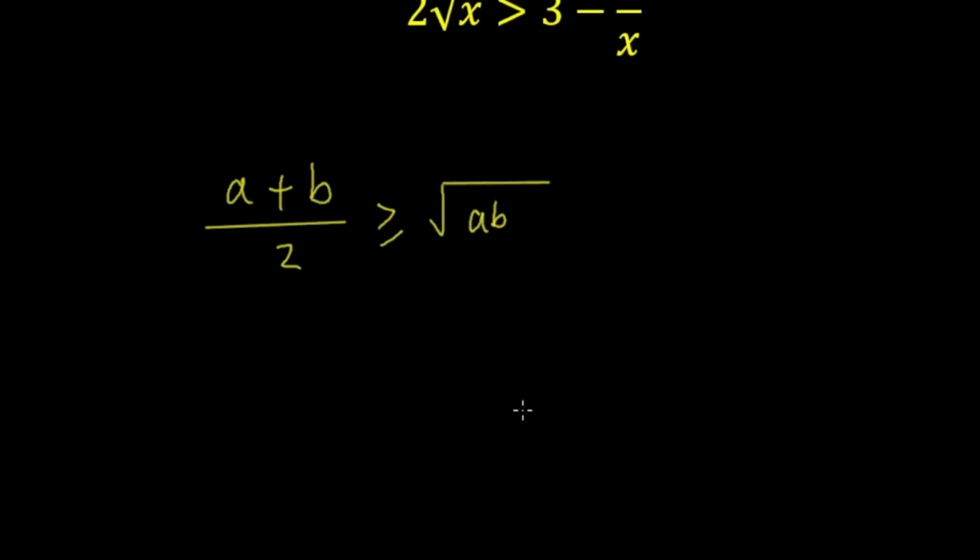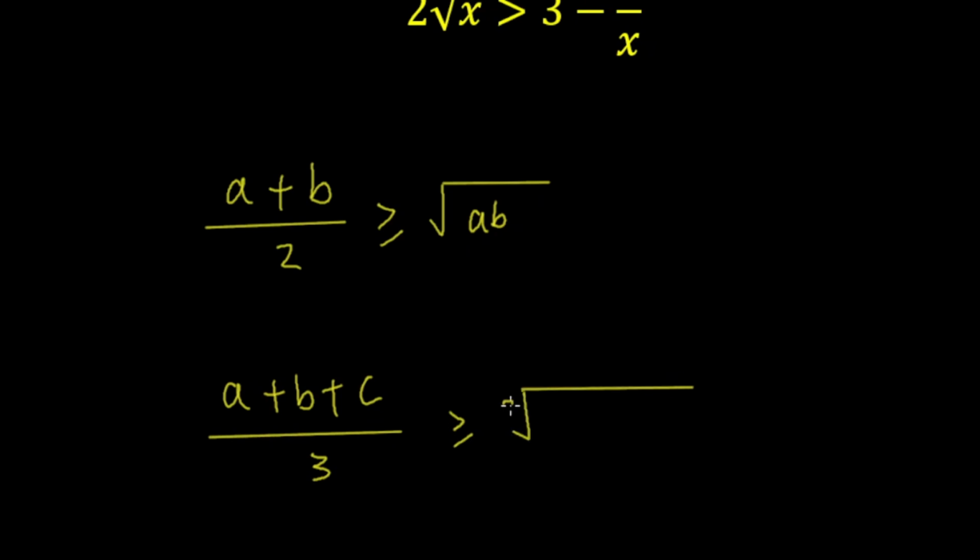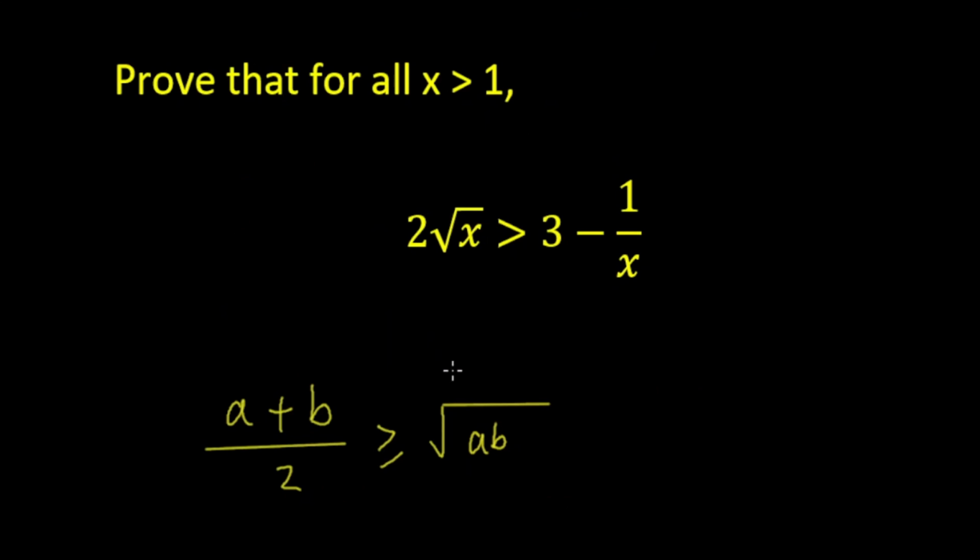If it has three terms, let's say a plus b plus c, the average of these three terms would be to divide by 3. And it's greater than or equal to the cube root of the product of these three terms, a, b, c. In this question, we will have three terms.